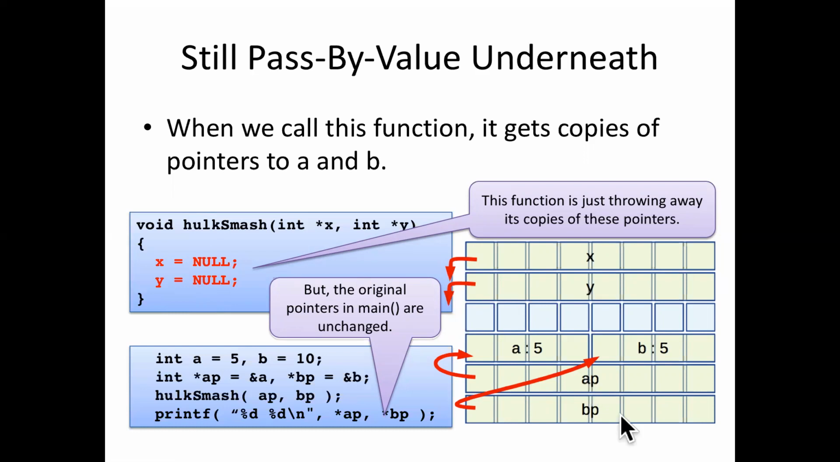But if you look down here in the caller, their pointers, A pointer and B pointer, didn't get changed. X and Y were just a copy of those two pointers, a copy of those two addresses. So down here in main, if we try to use those two pointers after we return from the function, they still work just fine, because Hulk smash didn't actually change the caller's pointers, it just changed its copies of those.